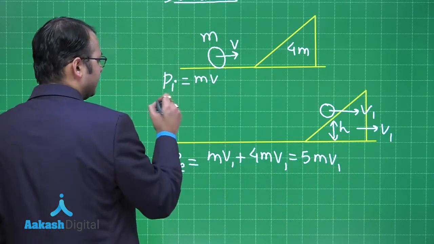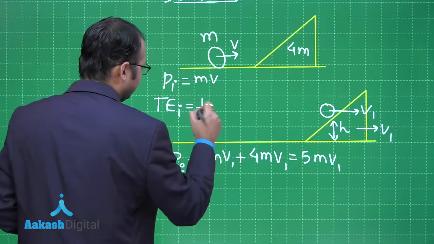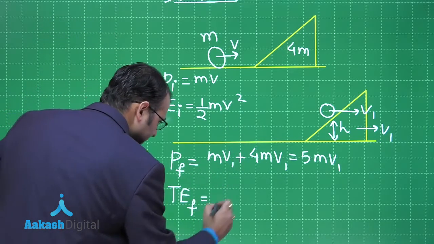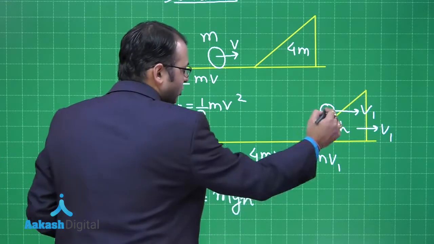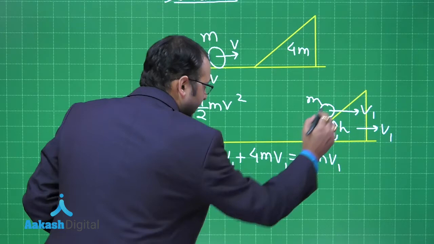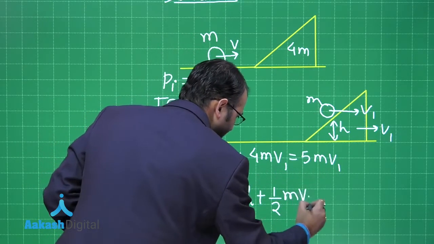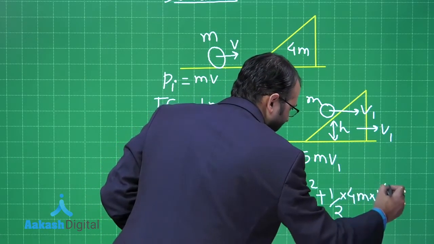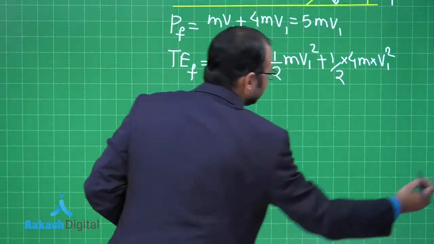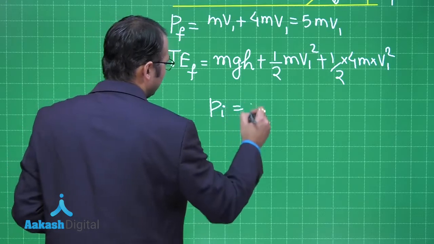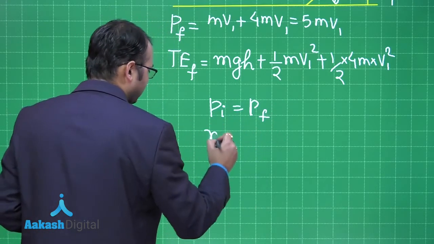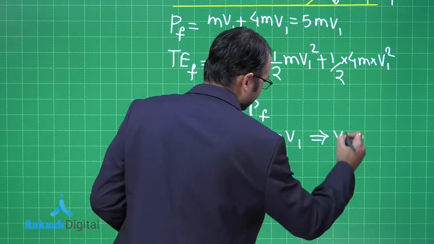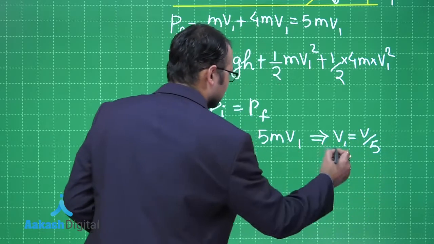Then what is the energy here? That is total energy of the system, that is equals to half mv square. What is the total energy here? That is final condition. So you will get mgh, that is the potential energy of this mass, that is small m, then kinetic energy of this mass, that is half m v1 square, then for this it would be half into 4m into v1 square, right? Now when you solve this one, there is no external force applied, so initial momentum should be equal to final momentum, right? So this is m into v should be equal to 5m v1. Solving this, you will get v1 is equals to v by 5, right? Now this is one important observation.